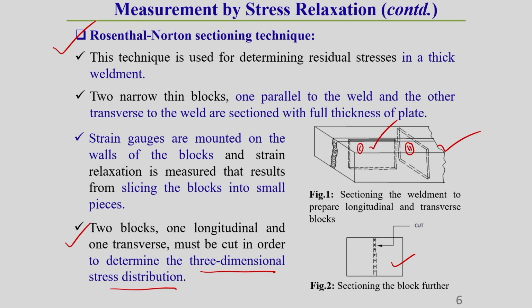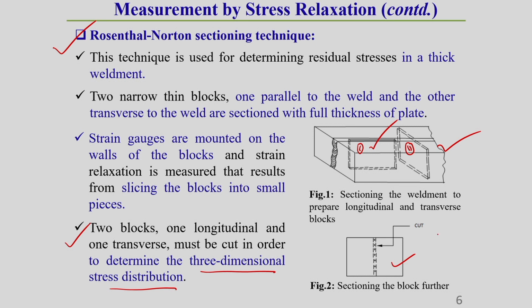So, this is called the Rosenthal Norton sectioning technique. Now, this Rosenthal Norton sectioning technique is a destructive type of technique. It is a completely destructive technique, and it is also time consuming, you can say. This is one of the disadvantages of this technique. Its main advantage is that fairly accurate data can be obtained. Whatever result it provides, it gives fairly accurate data, and it is applicable generally for thick plate sections, and it is a laboratory type of measurement.